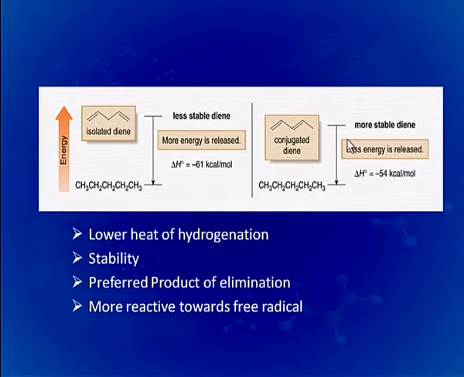Here we can see this from the value of heat of hydrogenation also. This is the saturated hydrocarbon pentane. This is again the same saturated hydrocarbon pentane. This is the isolated diene and this is the conjugated diene. When the isolated diene is hydrogenated, more energy is released and finally it is converted to the same molecule as here, but here the amount of energy released in the hydrogenation is less. So, it clearly indicates that the isolated diene is less stable than the conjugated diene.